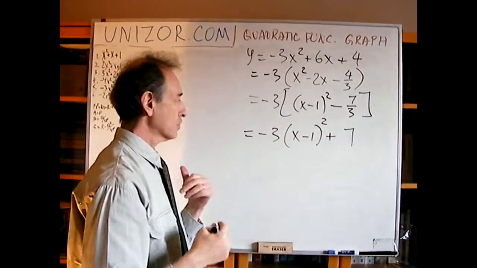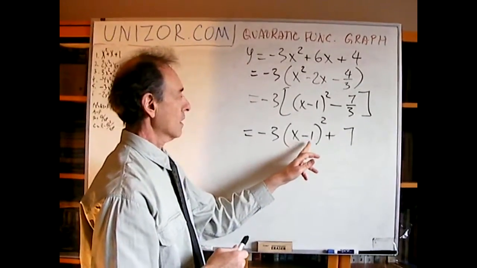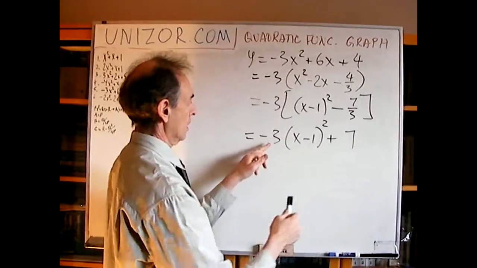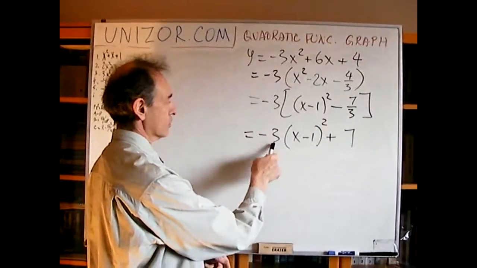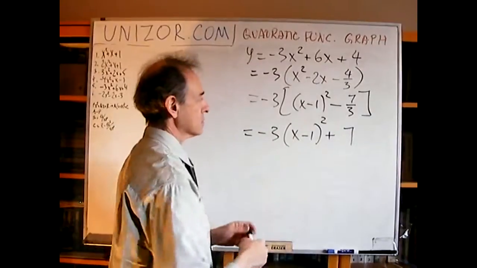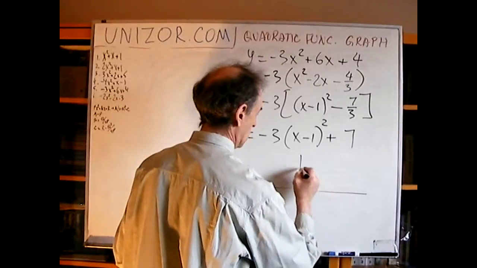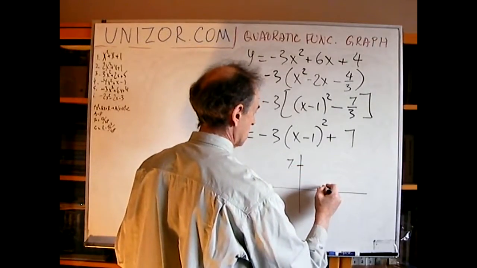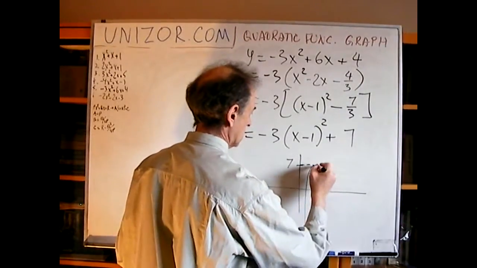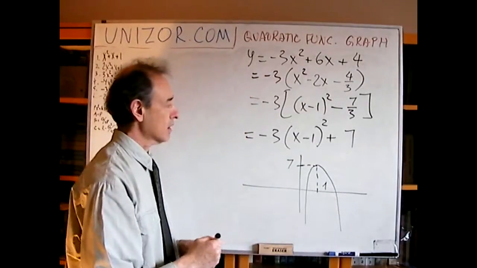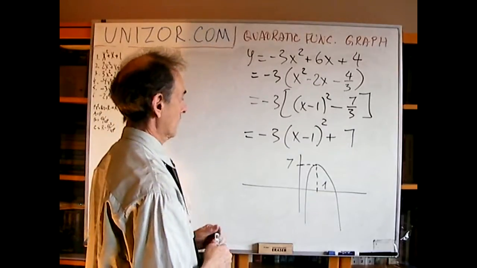Now, how to draw this particular graph? Well, again, obviously it's 1 to the right, then direct the parabola downwards 3 times steeper, and then raise it up by 7. So it would be something like this. This is 7, this is 1, and the parabola is downwards 3 times steeper than the original y equals x squared. Okay, done.